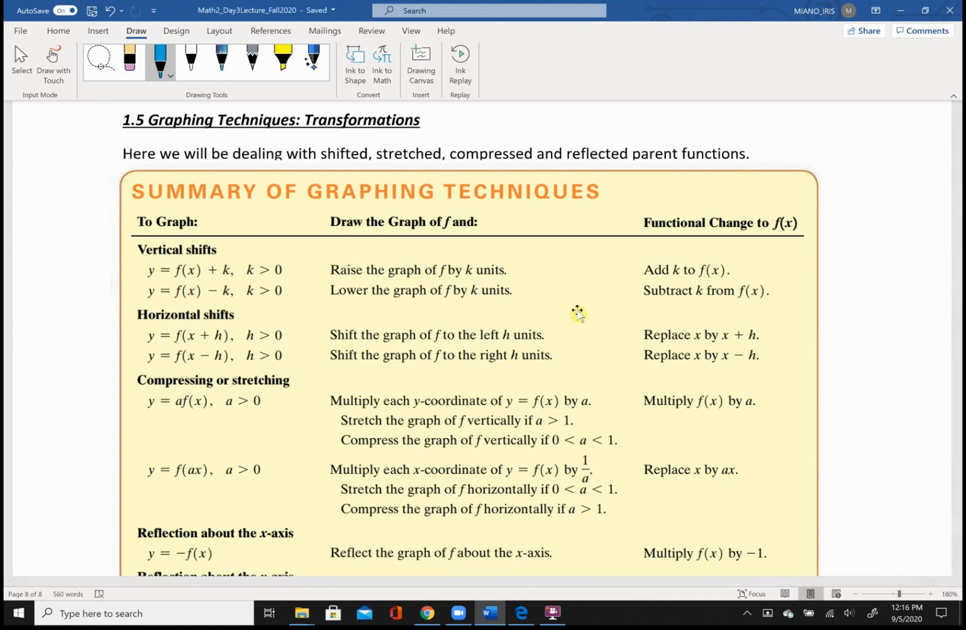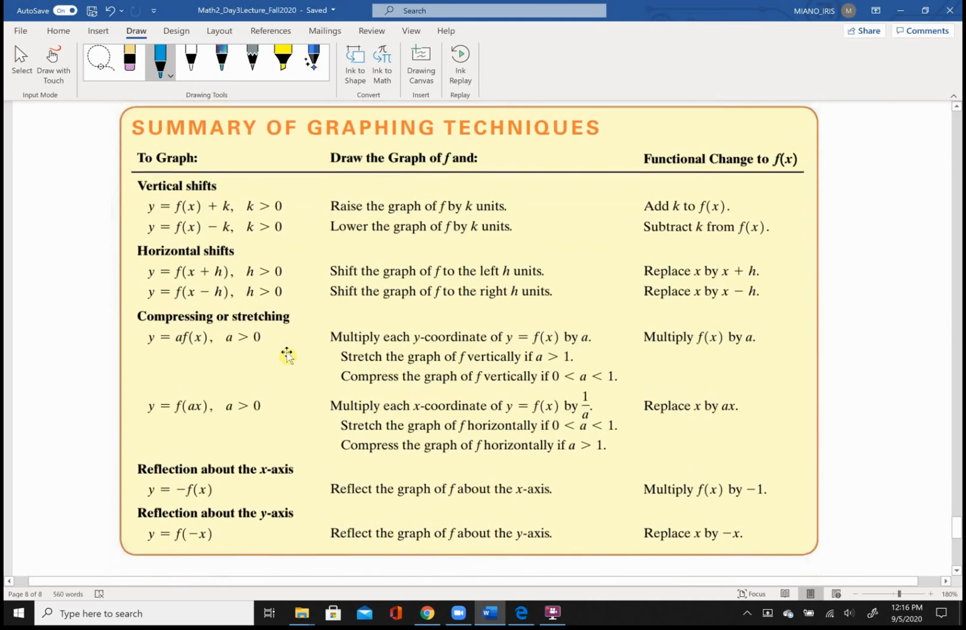Now, I've gone ahead and lifted a giant table from your textbook, which is a really great collective overview of all of the different techniques that you need to learn in order to identify shifts, stretching, compressing, reflection, all of these types of things in regard to transformations, okay? So the easiest ones to spot are the vertical and horizontal shifts, but they can be pretty tricky as far as in what direction to go.